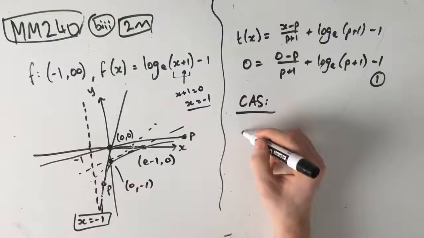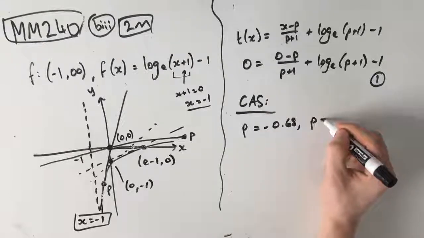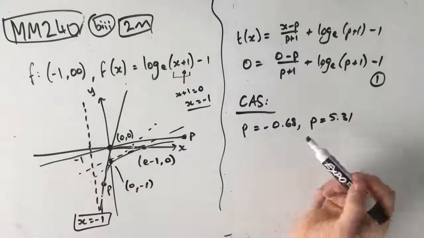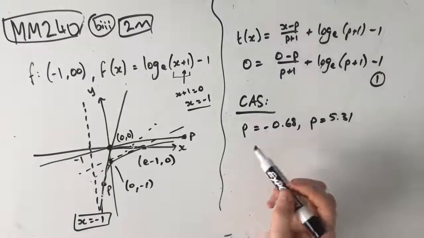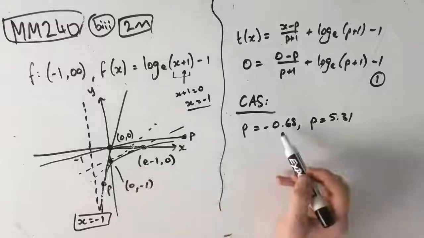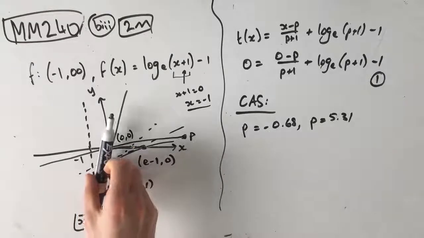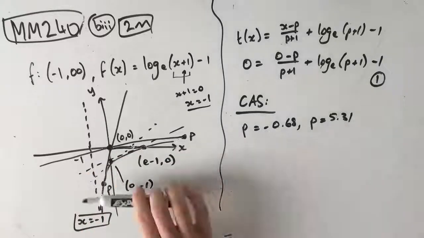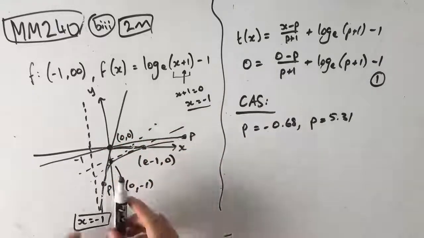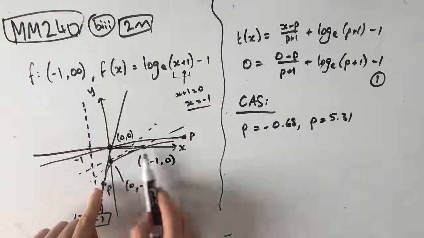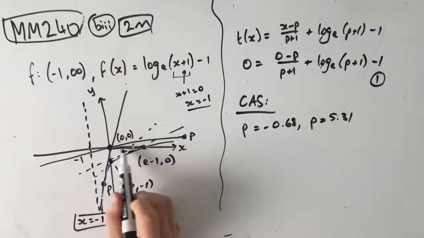So from CAS, we solve this and we get p equals negative 0.68 and p equals 5.31. And remember the question asks for correct 2 decimal places, so we need to make sure we do that. Which means that our p-value at this point here is going to be negative 0.68. So that's the point where it passes through the origin. And then when p equals 5.31, which is over here, the tangent again passes through that origin there. So between negative 0.68 and 5.31, the tangent is crossing the x-axis in this little section here.